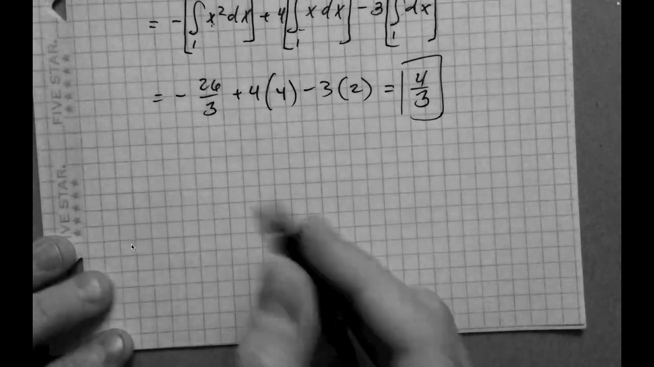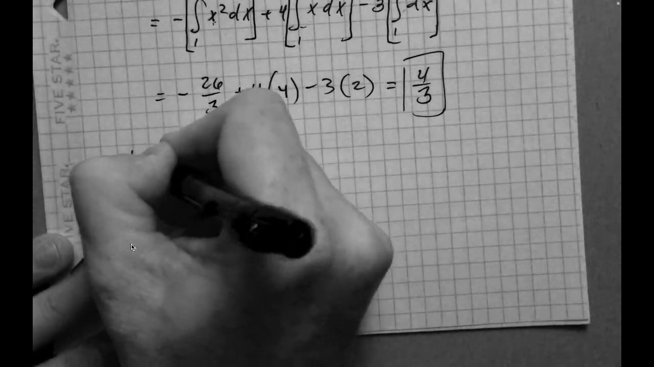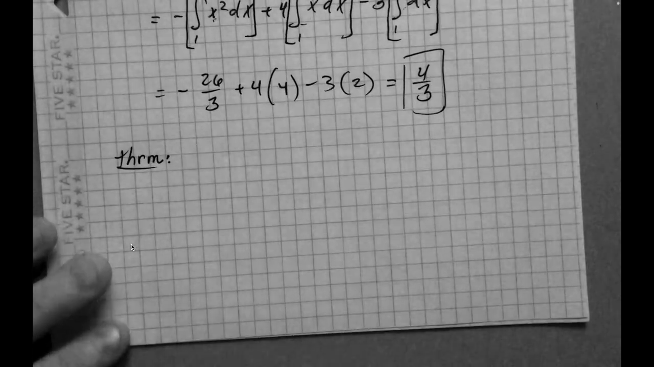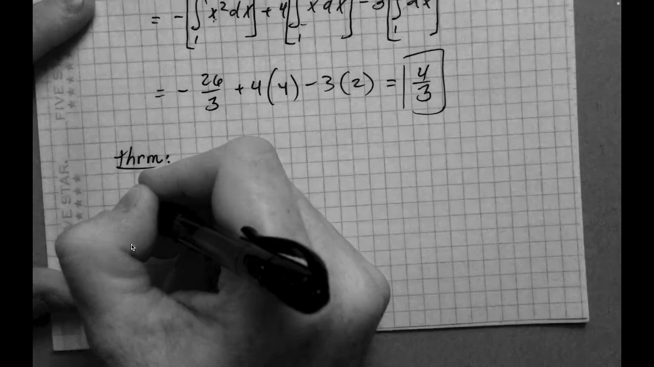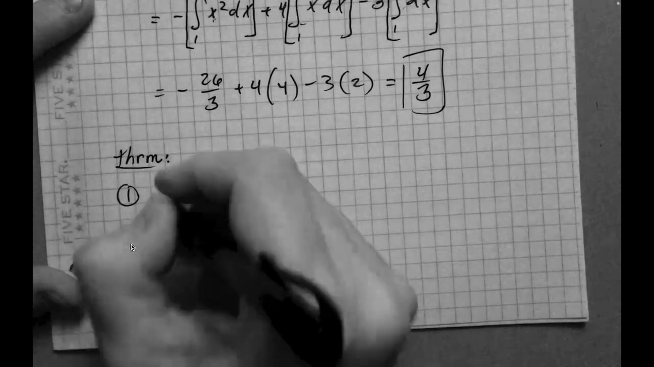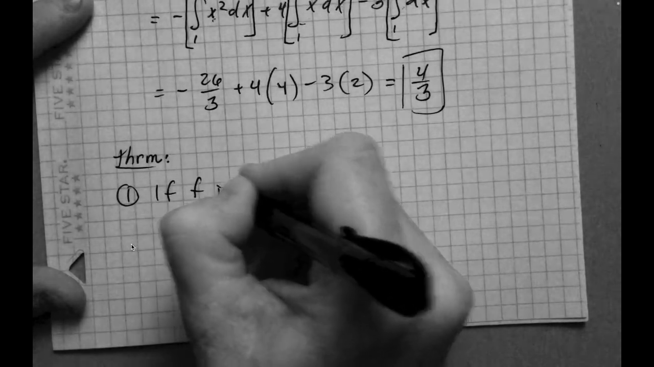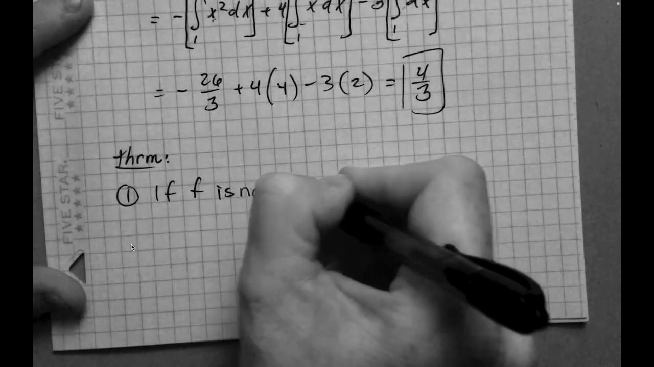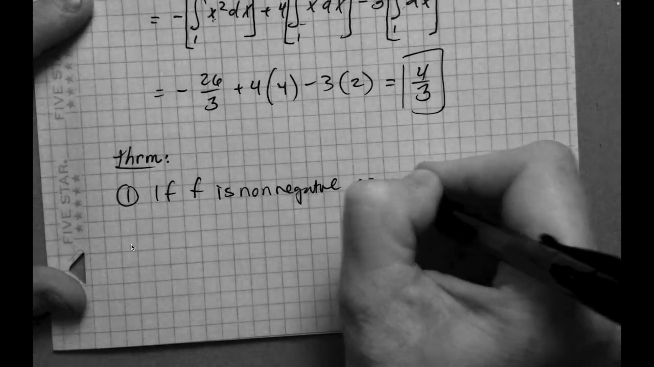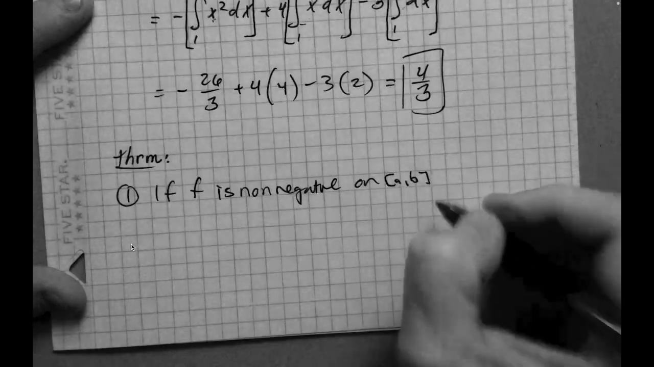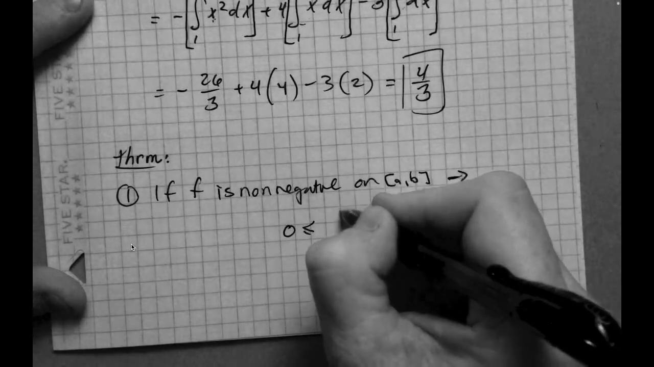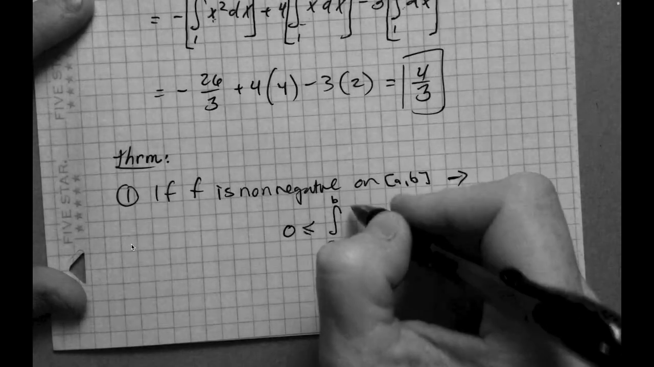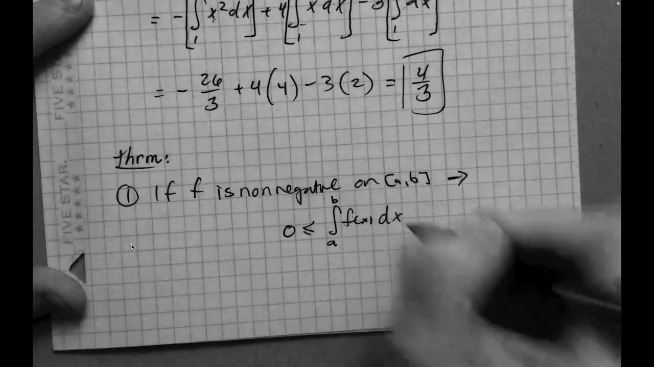All right, and now the one last thing, and then we'll end this lecture. This is a theorem regarding the preservation of inequalities. So 2 parts to this. If f is non-negative on AB, then 0 is less than or equal to the integral from a to b of f of x dx.